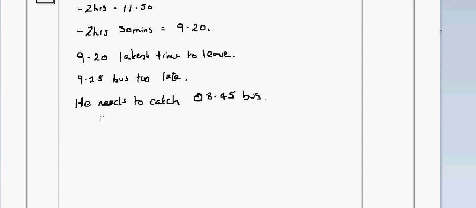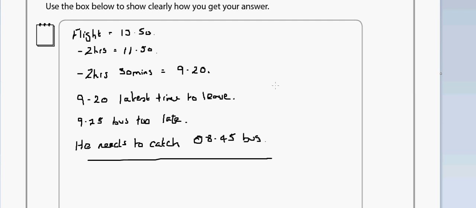Okay, that's it. So I find working backwards is a lot easier, so I just keep subtracting the time until I get to where I actually want to go. Okay, I hope that helps, and we'll move on to the next question.